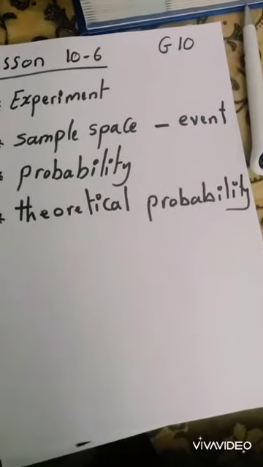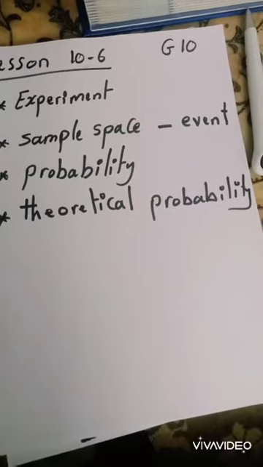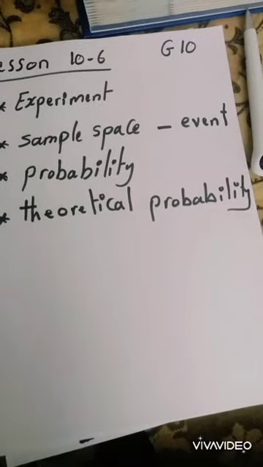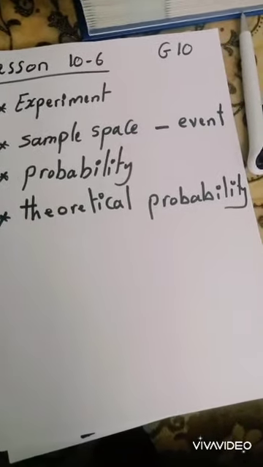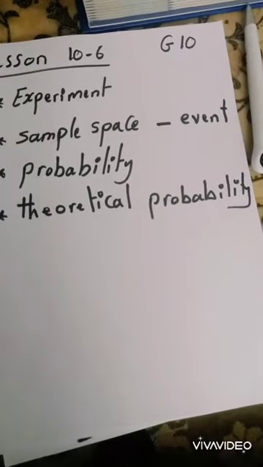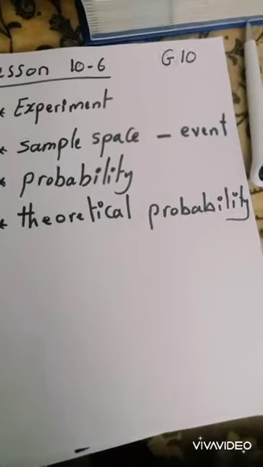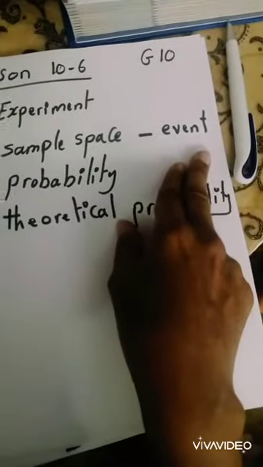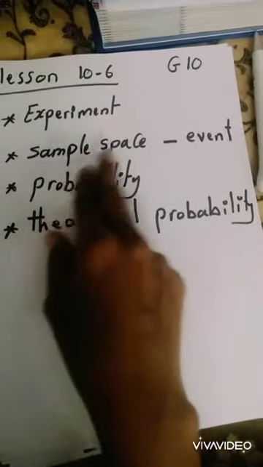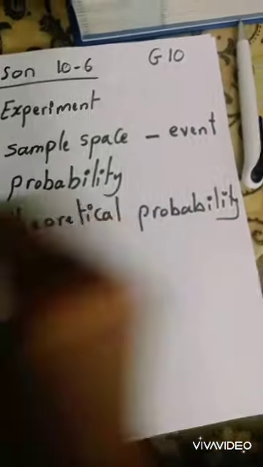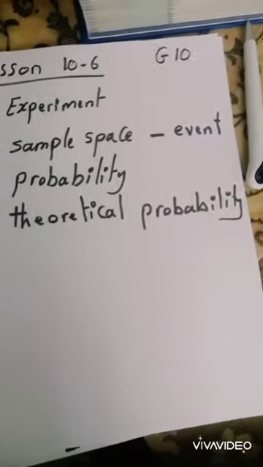Next, what about the sample space? The sample space is the set of all outcomes of an experiment. The sample space is related to the event. What is the difference between the sample space and the event? The event is any set of the outcomes.